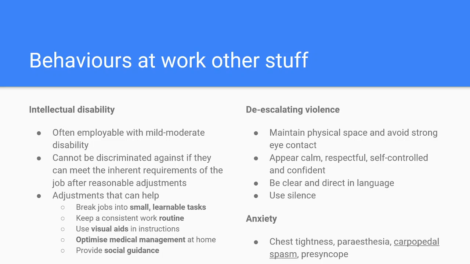In the workplace, or in general in practice, if you're de-escalating violence, one thing you want to do is maintain space between you and the person who's violent, and avoid strong eye contact. You don't want to be in range of them to throw a punch at you, and you don't want to be goading them with very strong eye contact. You want to appear calm, respectful, self-controlled and confident, because if you show that you're weaker than them and create a power imbalance, it might make them feel like they're dominating. You also want to be clear and direct in your language, and also clarify what they're saying if you're unsure.